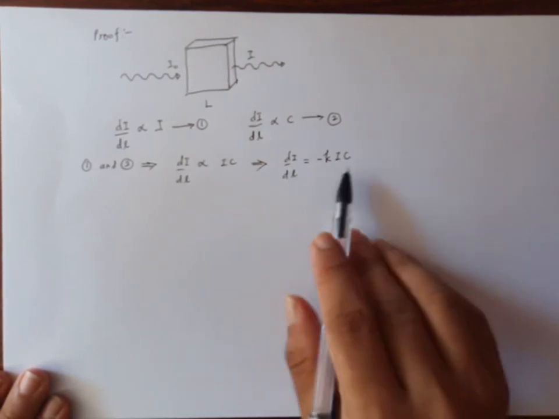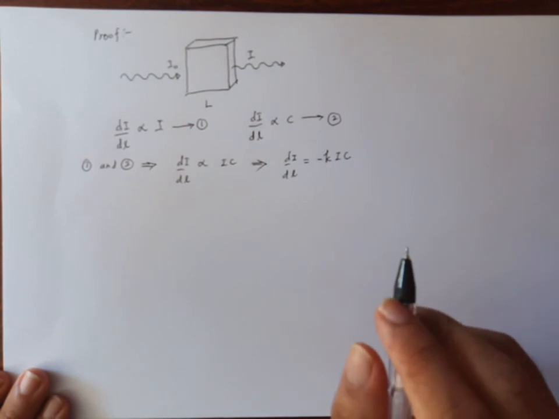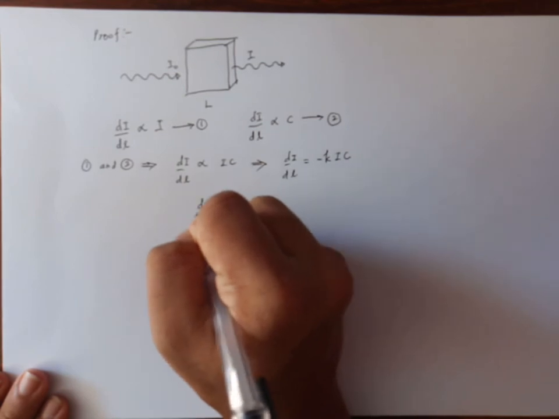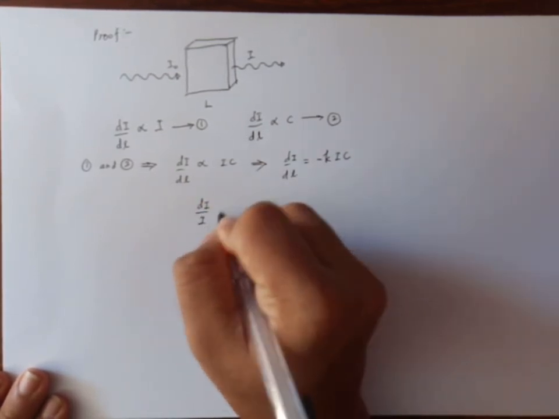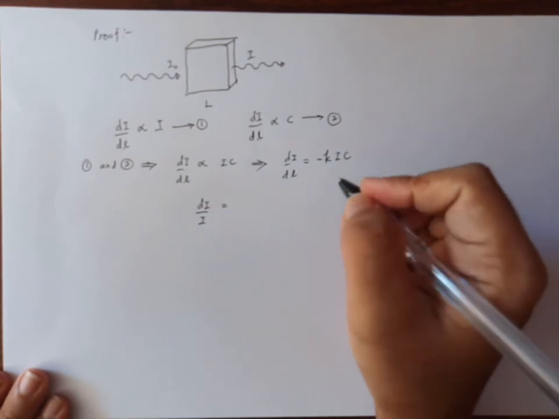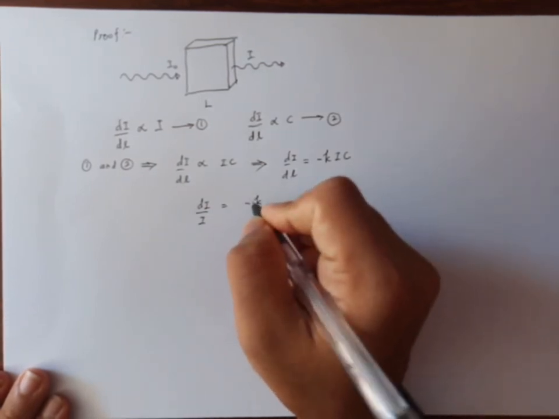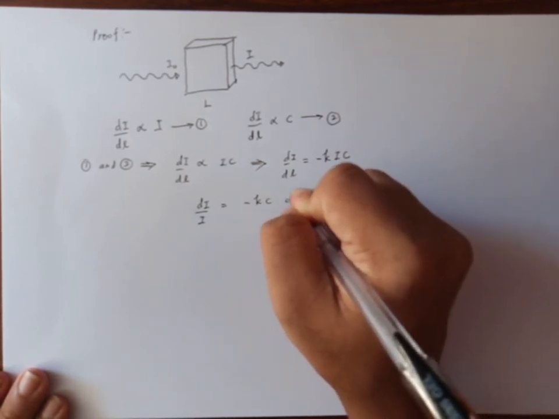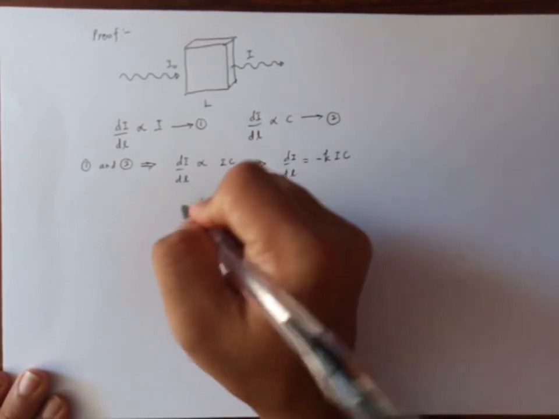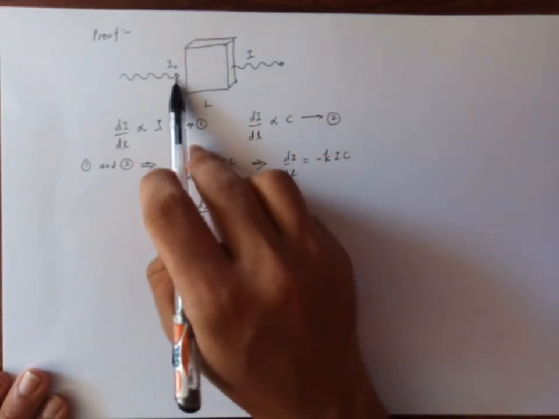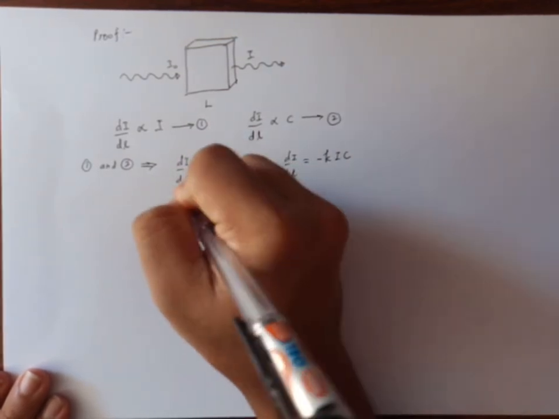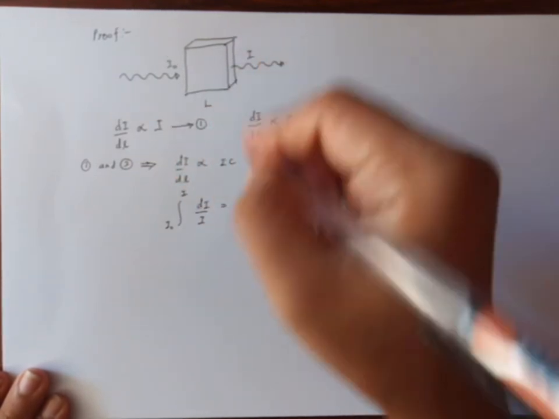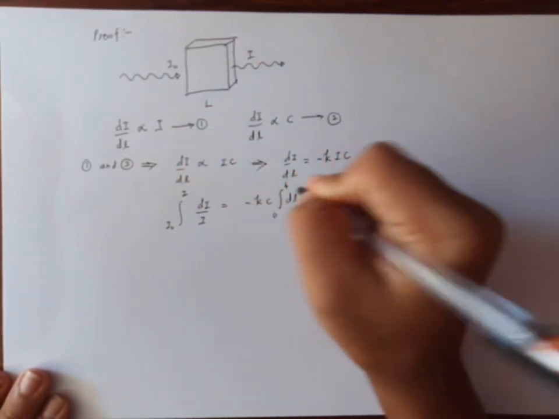Okay, now we will rearrange this equation and integrate with suitable boundary values. So I can write this dI over I is equal to minus kc times dl. So now I'm going to integrate this. Now if I integrate this, I have to integrate from boundary I naught to I, and here the length 0 to capital L, 0 to L.